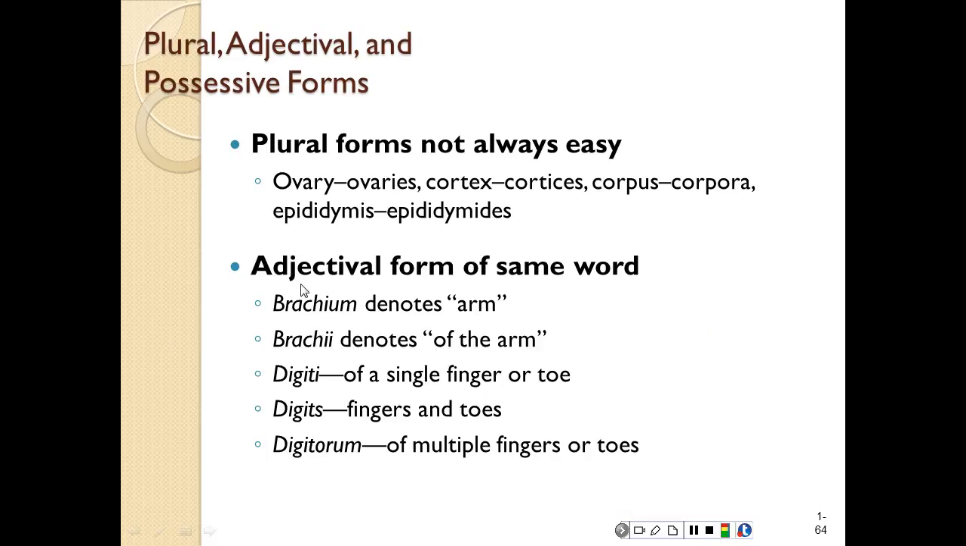And we have some type of words that have adjectives to it, talking about your digitorum, dealing with multiple fingers or toes. Your digitus, your digits, like I was talking about, some of your fingers and your toes. Your digiti, which is a single toe or your finger. Then we have a brachii, which deals with the arm, or your brachium also deals with the arm.